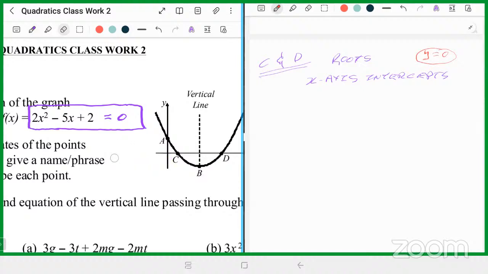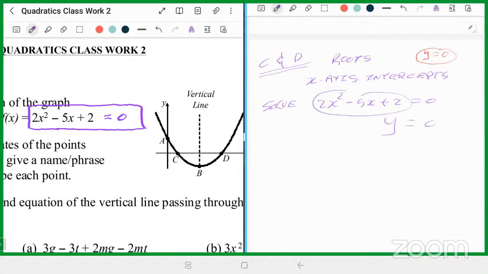So now it's a matter of just solving that equation. All right. So we know to find those 2 points, we have to solve the equation 2x squared minus 5x plus 2 equals 0, because the y value there is 0. So it's like he equated this y to be equal to 0.